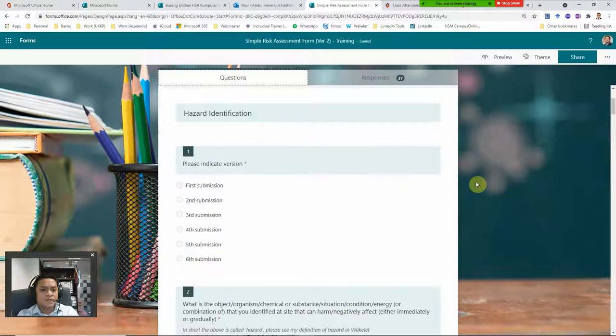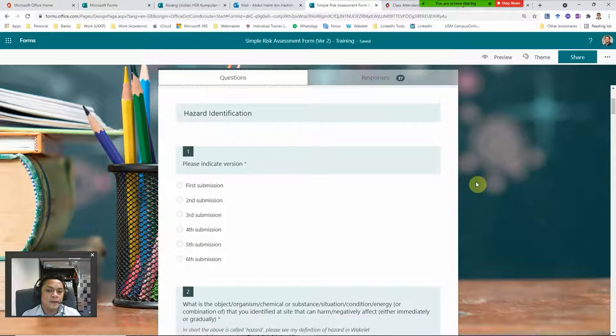So the first part is hazard identification. That is very important. That's why you have to do the quest before this. We have to identify hazards and know the nature of the hazards, because if you don't understand about the hazards, it will be difficult for you to do a risk assessment.